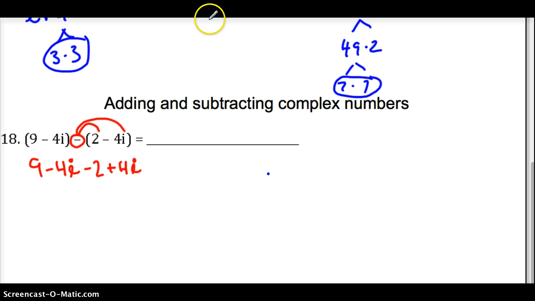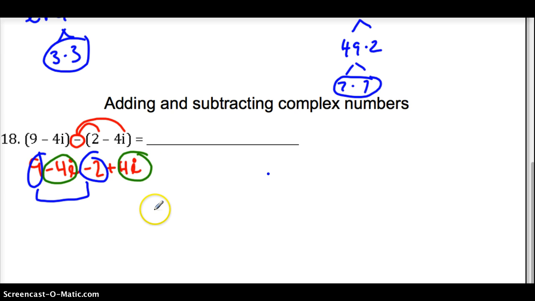Once you have that, you just start combining like terms. So this is 9 and -2. We can combine those. And then we could also combine -4I and positive 4I. All right? Well, 9 plus -2 gives us 7. -4I plus positive 4I is just 0. So this just simplifies to 7. And that's how it's done, guys.